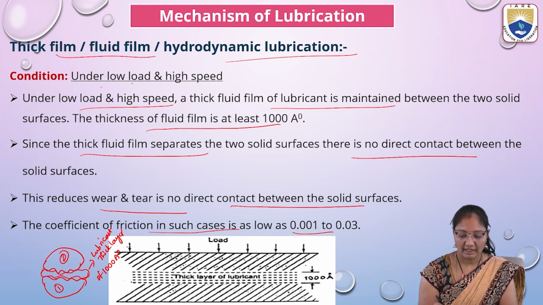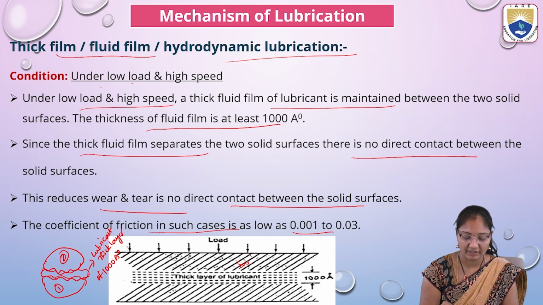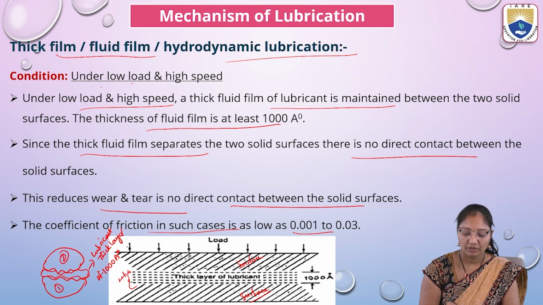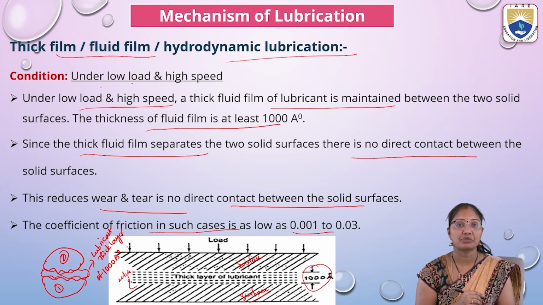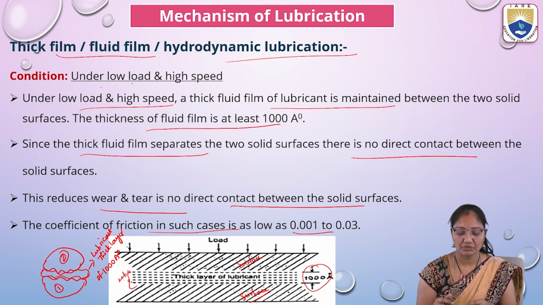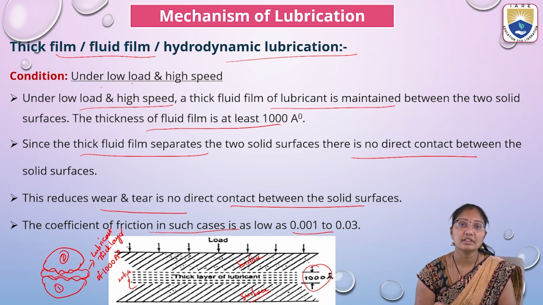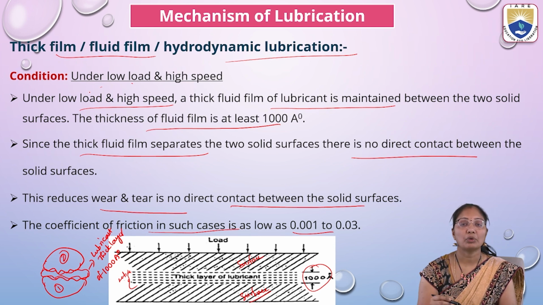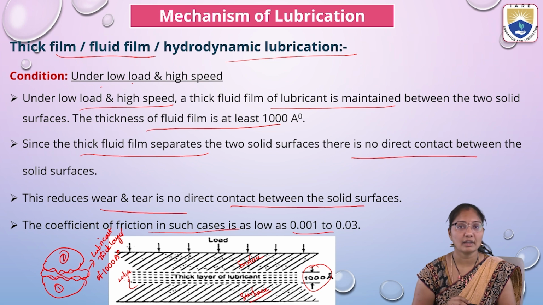Here we can see this is one surface, this is the other surface, and this is the thick film. These five dotted lines are the lubricant. It is around 1000 Angstroms. Due to the thick film between the two surfaces, this increases the lifespan of the machinery, and the film is very thick. The condition is that it should be carried out at low load and high speed. So the load should be very low and it can run at very high speed.